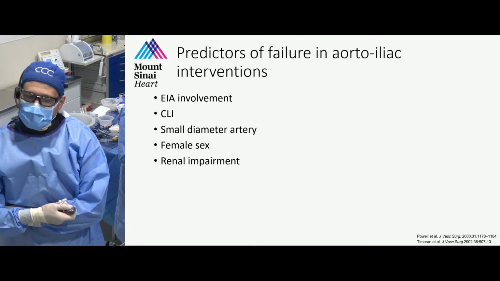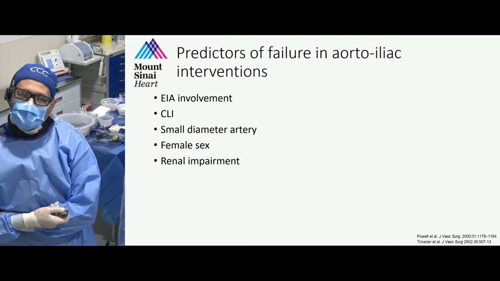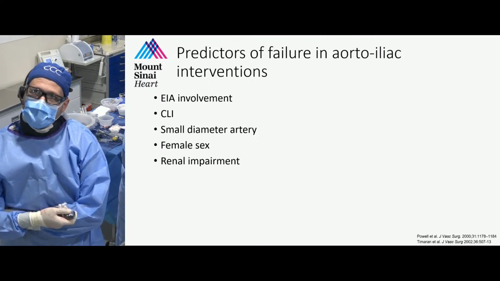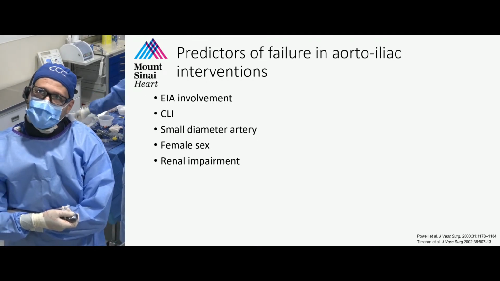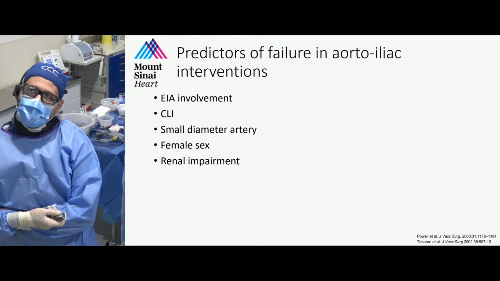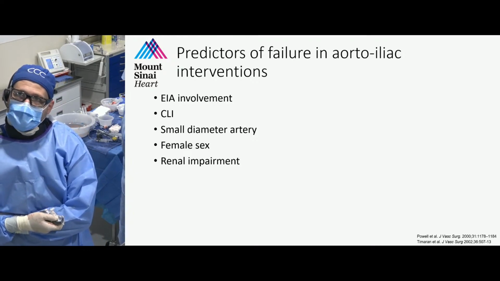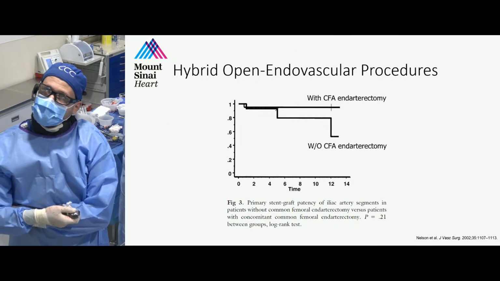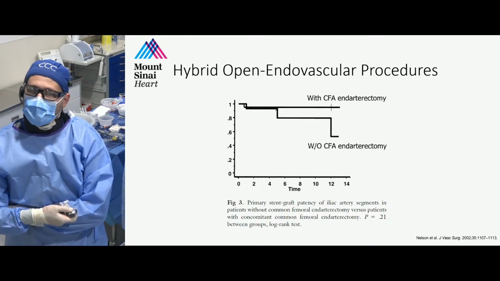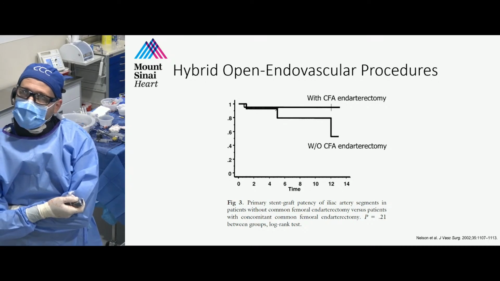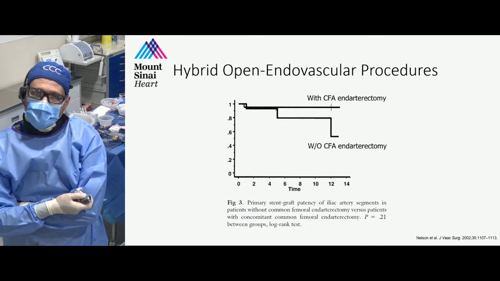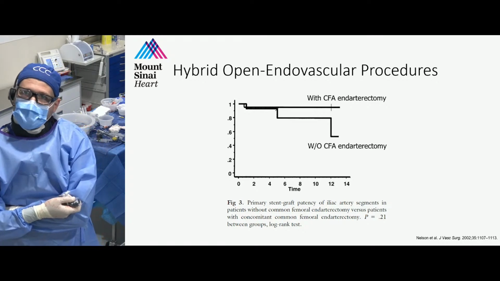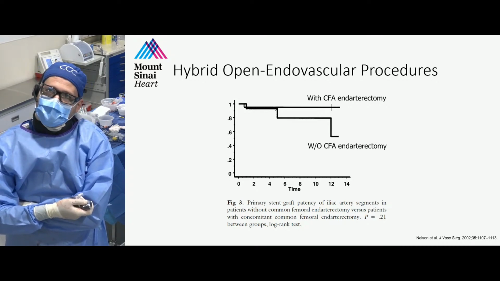Some predictors of failure have come out. So these are some situations when you want to think hard about going endovascular. When there's external iliac involvement, it increases the complexity of the procedure. When the indication is CLI, that's been a predictor of restenosis with endovascular interventions. Small diameter arteries, female sex, and renal impairment also play into it. And so those are times when you want to think hard about what your plan is. And you always want to keep in mind that a hybrid approach is an option when there's CFA involvement. And there's been, again, some observational data that shows that the hybrid approach with a common femoral endarterectomy and patch repair with endovascular repair of the iliacs is a very feasible option.